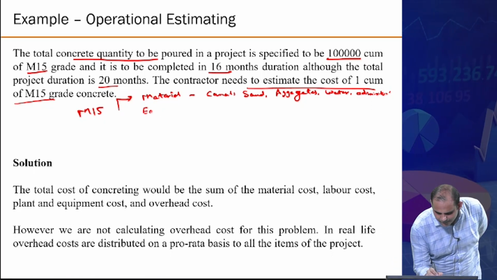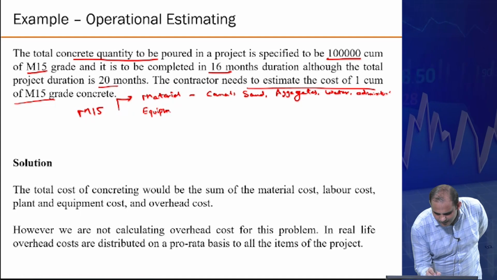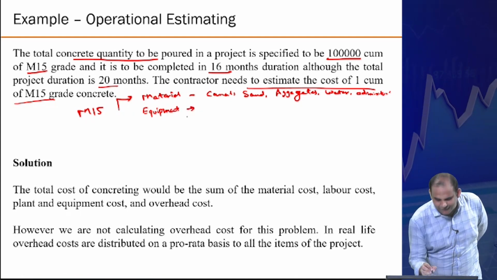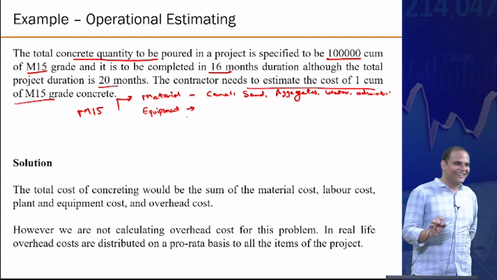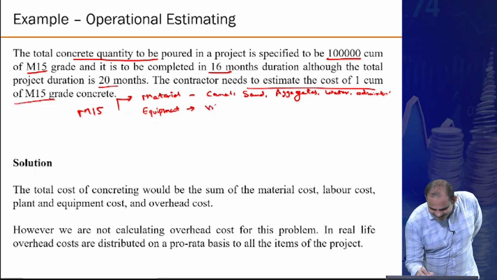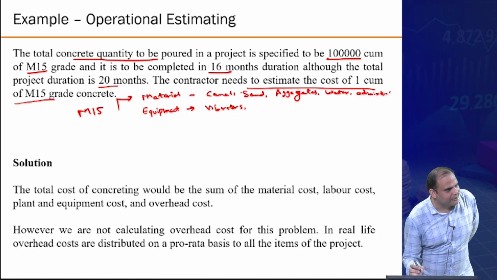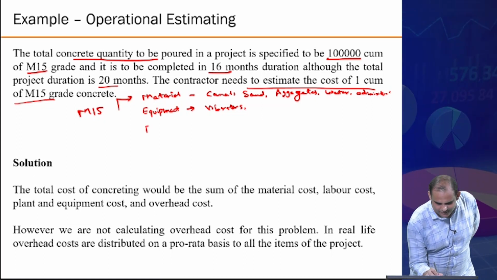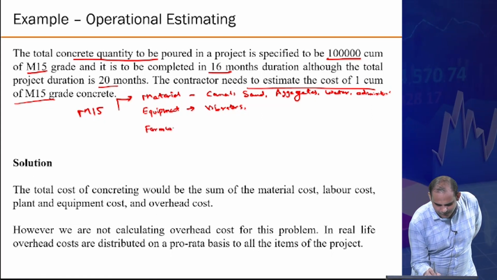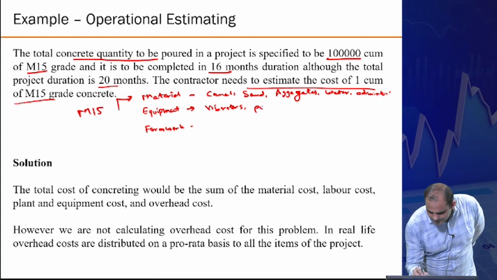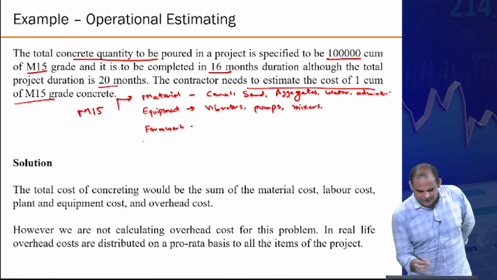Equipment, what kind of equipment? Straight away, vibrators is the first thing for concrete. What else? Shuttering. Shuttering is what? That's formwork. We will keep it separately. What else? Concrete pumps, mixers, transportation.